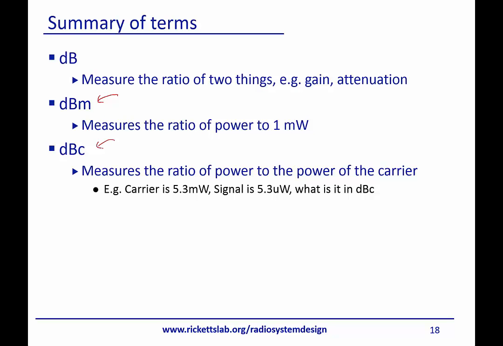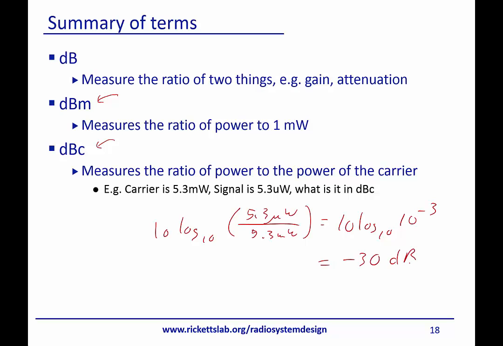The example is: if the carrier is 5.3 milliwatts and the signal is 5.3 microwatts, what is the dBc of the signal? It's simple. We're just going to take 10 log base 10 of 5.3 microwatts divided by 5.3 milliwatts. This is just 10 log 10 of 10 to the minus 3, and this equals minus 30 dBc. So you can see we can take this and reference it to anything we want. There's nothing magic about dBm, it's just that we're talking about power.